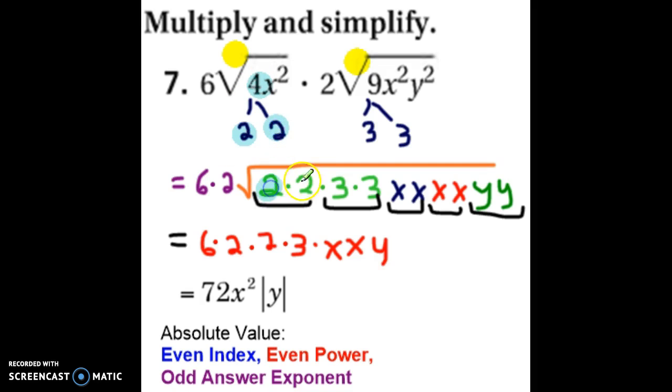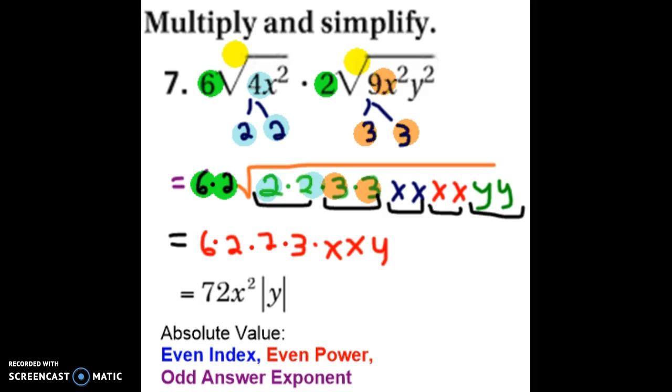So under the radical, that's how I got those 2. I'm going to factor 9. I get 3 and 3. That's where these 3's come from. Outside of the radicals are 6 and 2. They stay outside as 6 and 2.